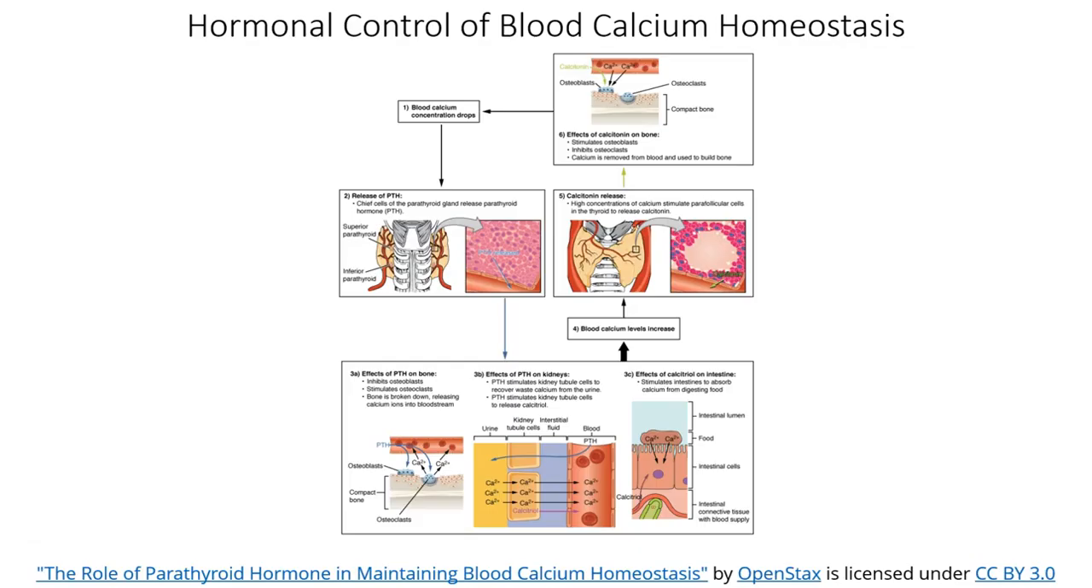So, parathyroid gland is going to contain something called chief cells. These are actually epithelial cells that are going to secrete parathyroid hormone, or PTH. This is the major hormone involved in regulating blood calcium levels.